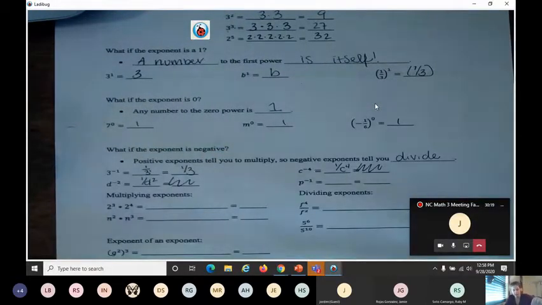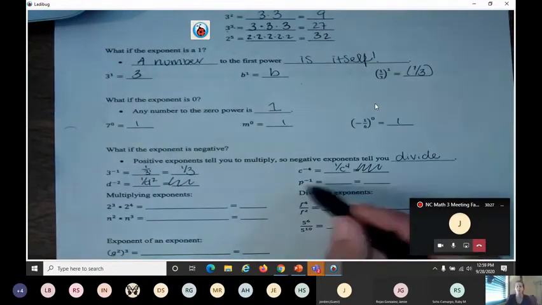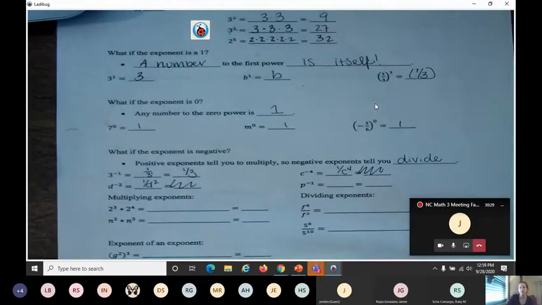And then, Jason, will you send me the answer to the last one and then we'll come back to it, okay? So p to the negative 1 power, what is that one going to look like?